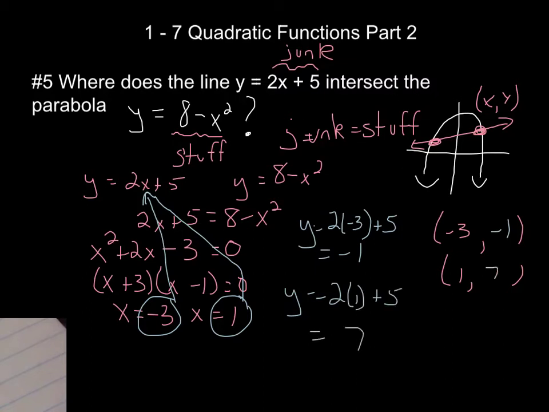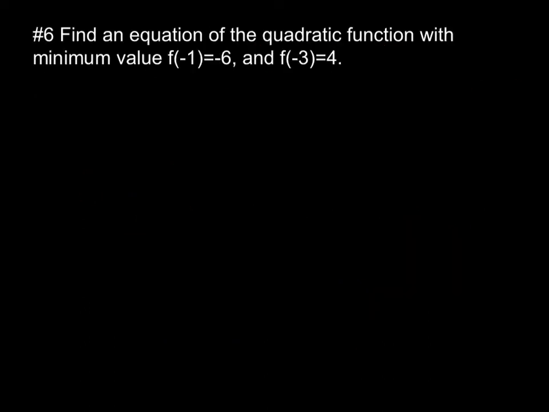Well, that's 7. And you know what? Those two ordered pairs match up with the graph that we did on the calculator earlier. Pretty cool. We did it graphically and we did it algebraically. Substitution's a powerful thing.